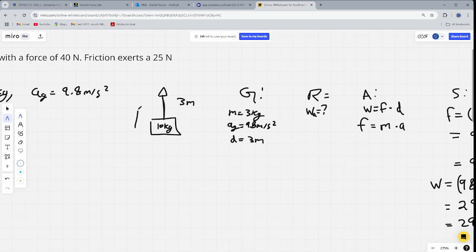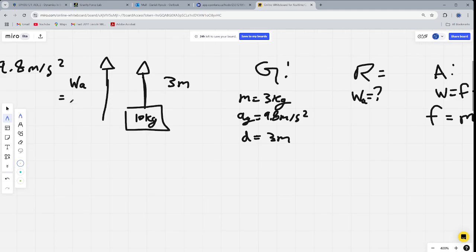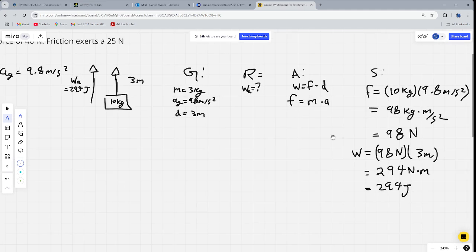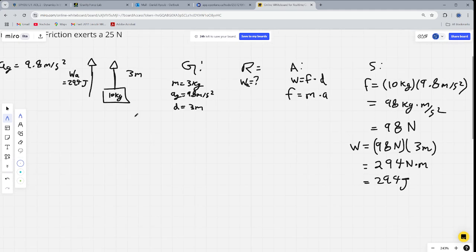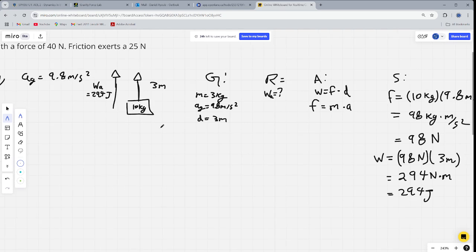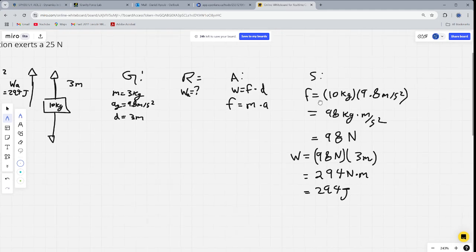So I'm going to say, okay, the work applied here by me was equal to 294 joules. That is how much work it would take to lift this box 3 meters. But what is the work being done by gravity? Well, there's two ways to find this. One of Newton's laws says that all forces must have an opposing force in the opposite direction, but also we can calculate it the same way.